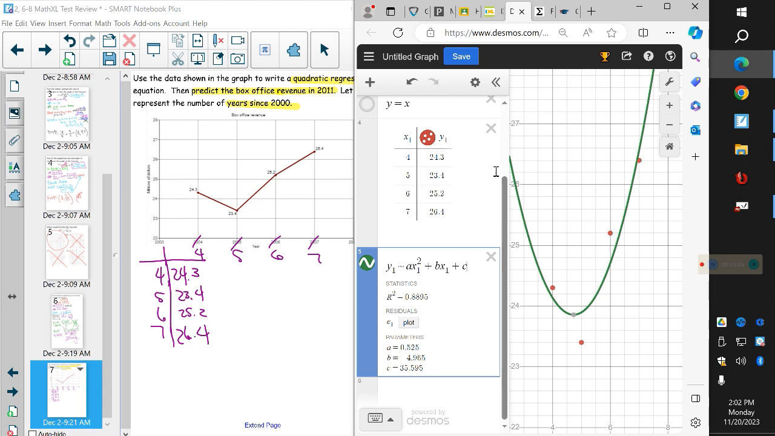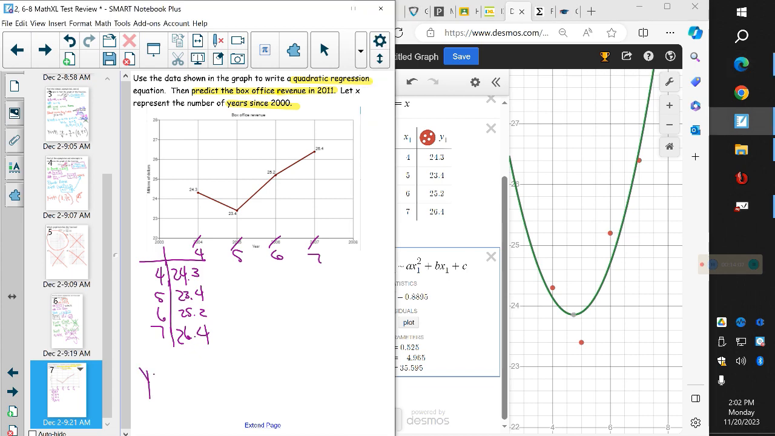And whenever we have our equation, make sure you are careful and you're watching what it says to do in MathXL, because this is rounding to the thousandths place. So this is to 3 place values, sorry. So that's y is equal to 5.525x squared minus 4.965x plus 35.595. Now that r squared value is terrible.